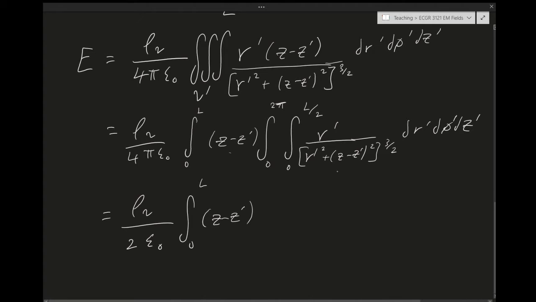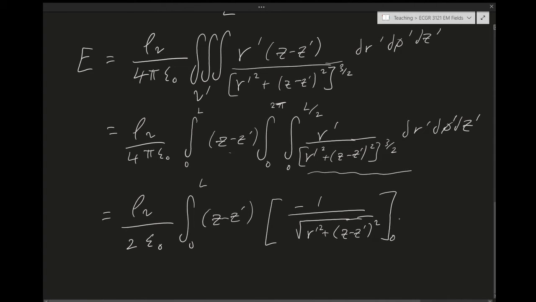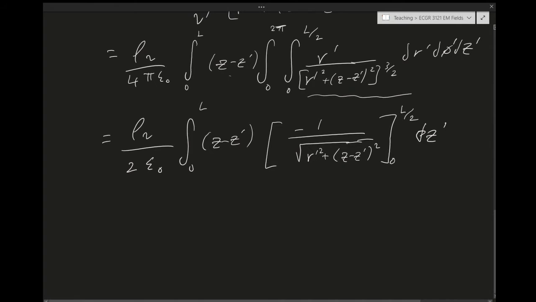Whenever I have x over x squared plus something, I know that this integral should equal minus 1 over square root. I could have looked at the table, or I could have done it by hand, but it's a pretty well-known integral. So minus 1 over square root of r prime squared plus z minus z prime squared, goes from 0 to L over 2, dz prime. Okay, and here comes the tricky part a little bit. Let's plug in L over 2 and 0.